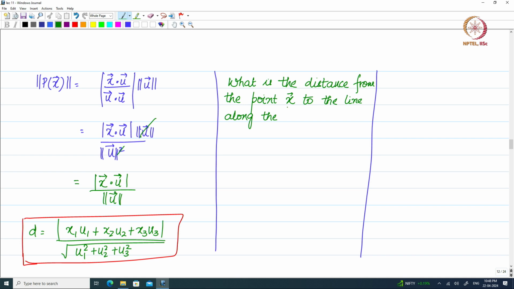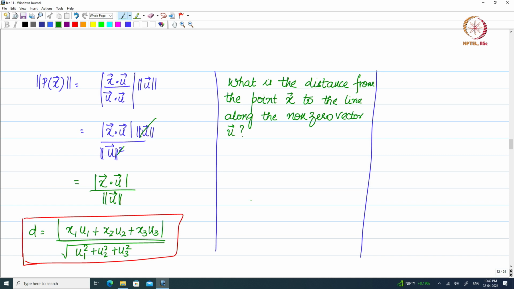So, what is the distance from the point x to the line along the vector u? I will say the non-zero vector u.